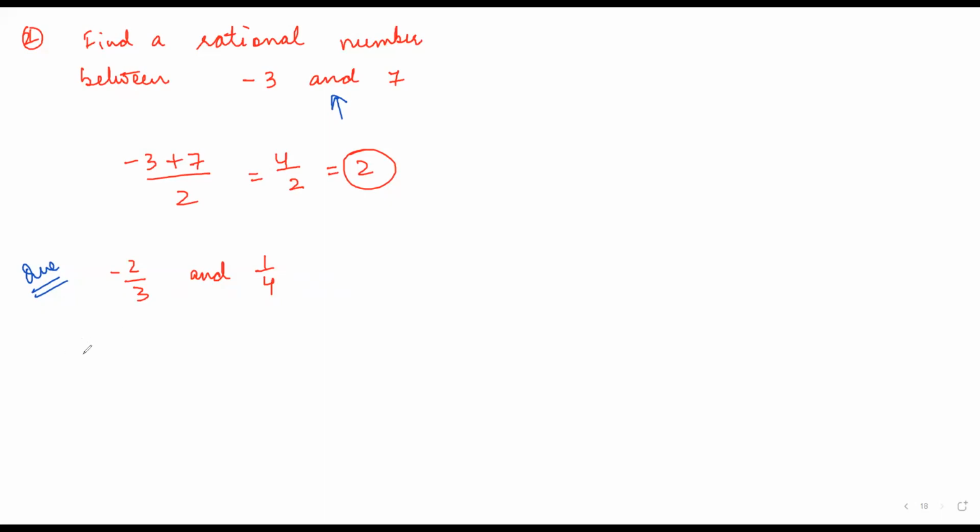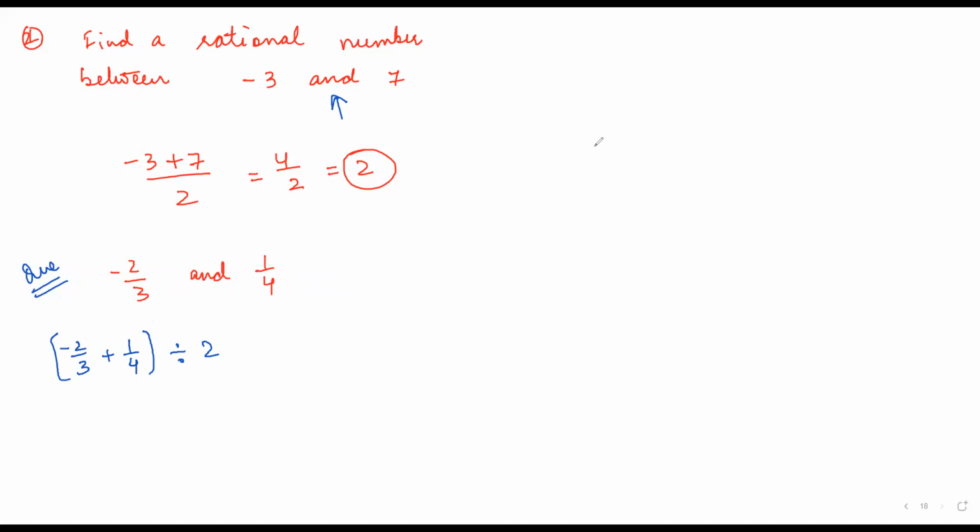Again, you will do the same way. You are going to add them. So 2 by 3 plus 1 by 4, right? And this whole divided by 2. Understood? So the number which you will get from here will fall between them.